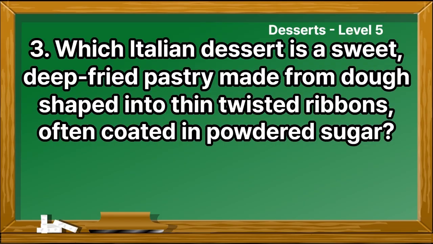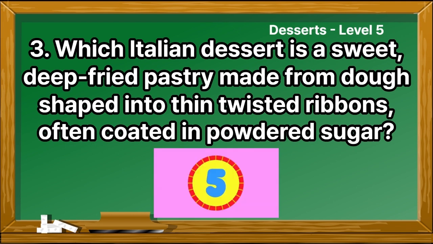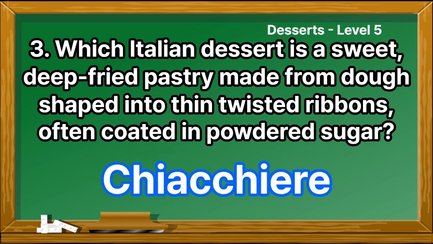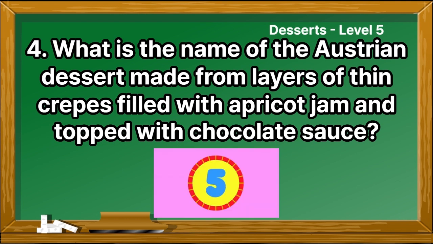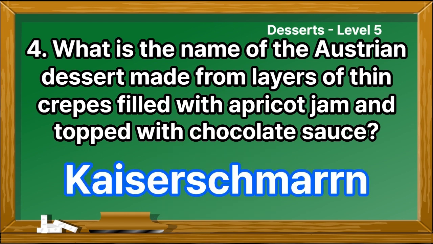Which Italian dessert is a sweet, deep-fried pastry made from dough shaped into thin twisted ribbons, often coated in powdered sugar? Chakyr. What is the name of the Austrian dessert made from layers of thin crepes filled with apricot jam and topped with chocolate sauce? Kaiserschmarrn.